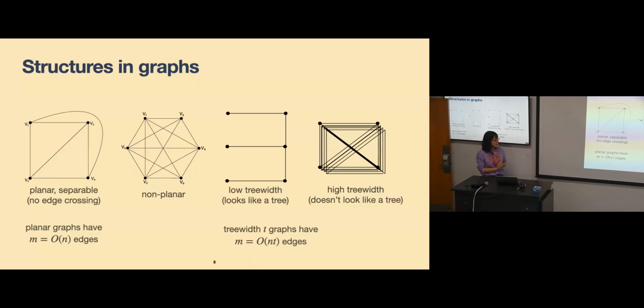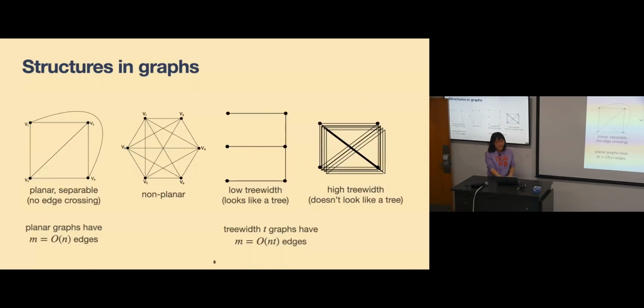Right. So we're talking about structures in graphs, and here are some examples. We have planar graphs, which are known to have the number of edges on the same order as the number of vertices. In the case of non-planar graphs, the number of edges can be up to quadratic in the number of vertices. And then one other traditionally studied notion in graphs is low tree width, which intuitively means that the graph looks like a tree. So we have some extreme examples of low tree width versus high tree width, and they also have the property that the number of edges is bounded in terms of the tree width and the number of vertices. Okay.